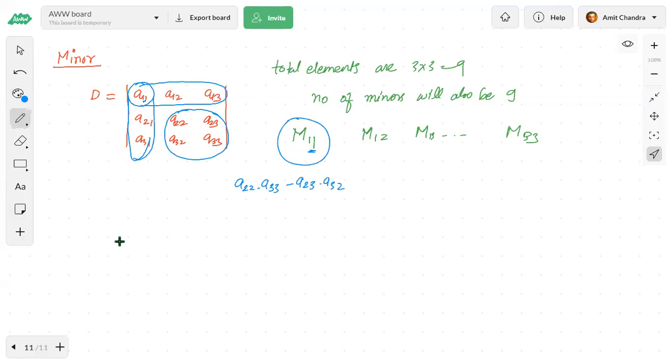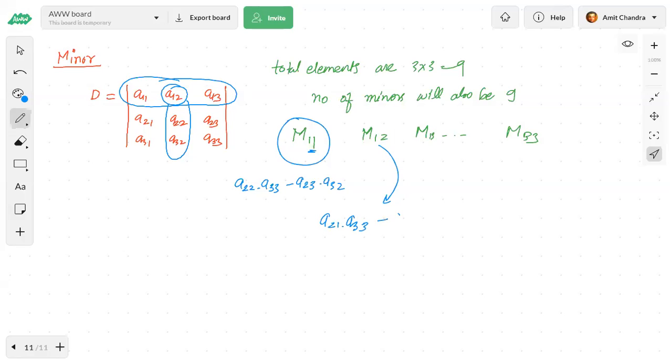Suppose I have to find the minor of A12. A12 means this element, so I will remove this complete column and this complete row. Then I will have this small matrix, and I will find the determinant of this small array. So M12 will be A21 into A33 minus A23 into A31. So this is the minor of A12. I hope everybody understood.